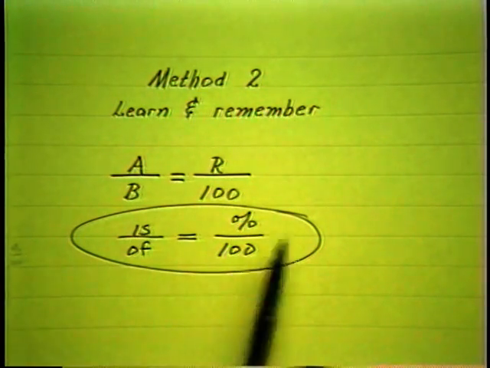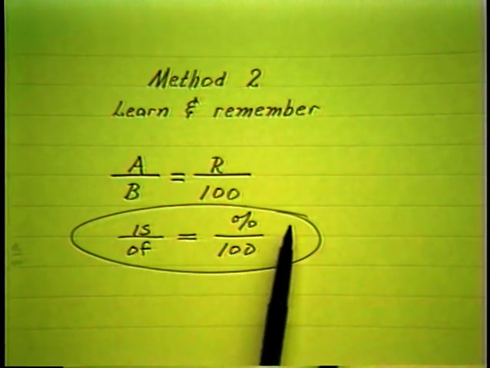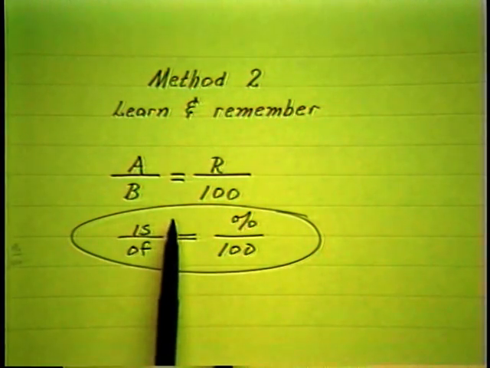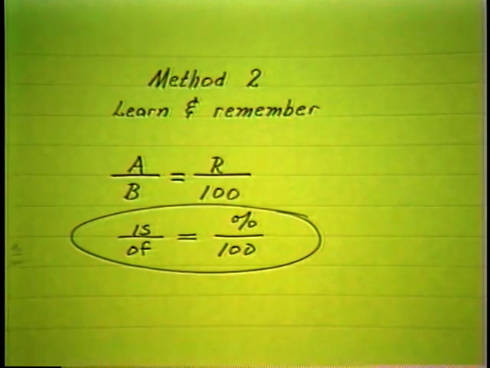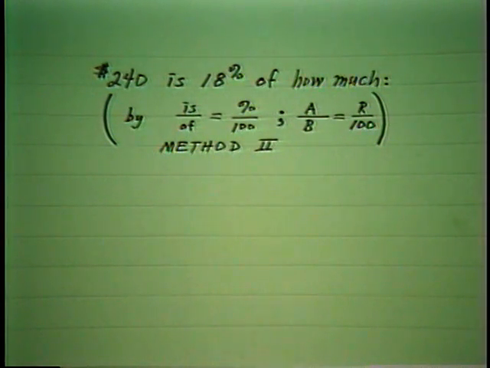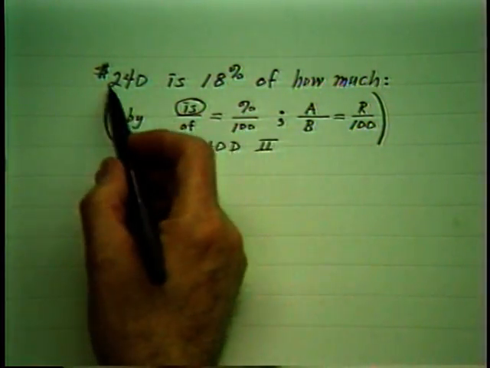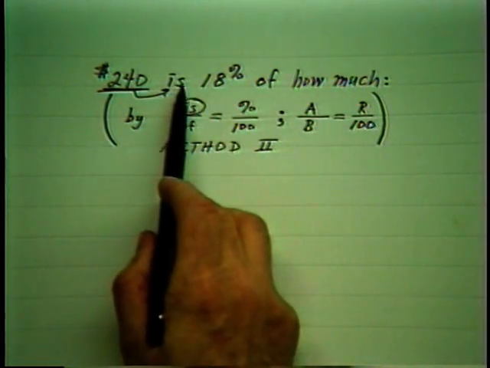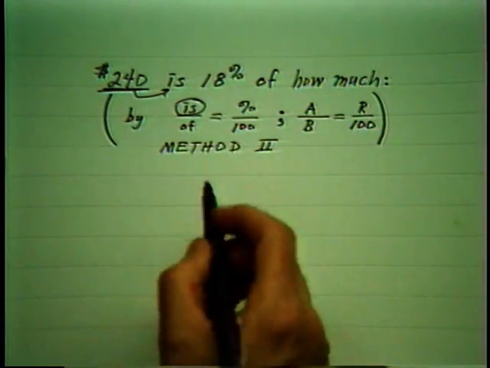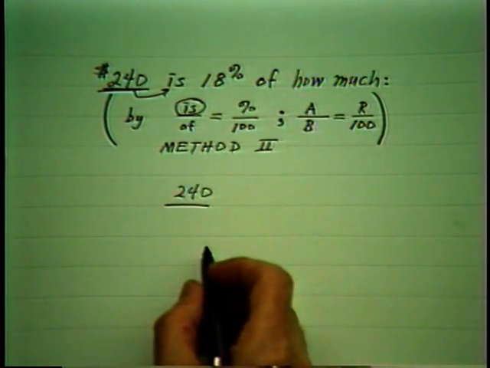Simply remember is over of equals percent over 100. Most math teachers prefer this form, but most business instructors perhaps have not seen this form, and they prefer amount, base, and rate, because to them these are simply the tools of their trade. Let's solve that very same problem by this method. We simply ask what number is attached to the is, and we can see the 240 is. Not the 18, even though it's against it, because the 18 clearly is attached to the percent. So the is is replaced by 240 in our formula.